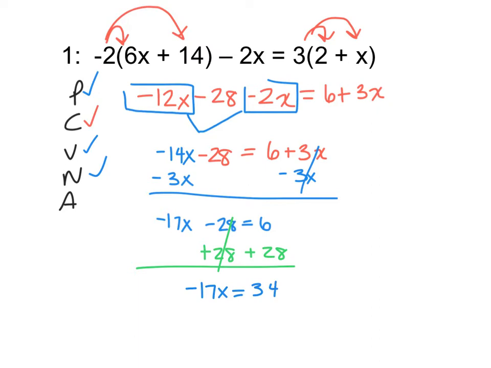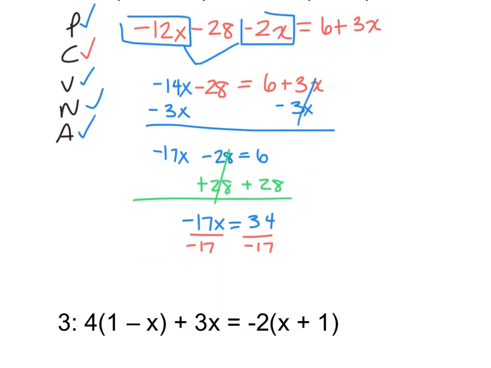And now I have to ask myself, how do I get rid of my negative 17 that's being multiplied? And it's by division. So I'm going to divide both sides by negative 17. When dividing, I get x equals negative 2. And that's your final answer.